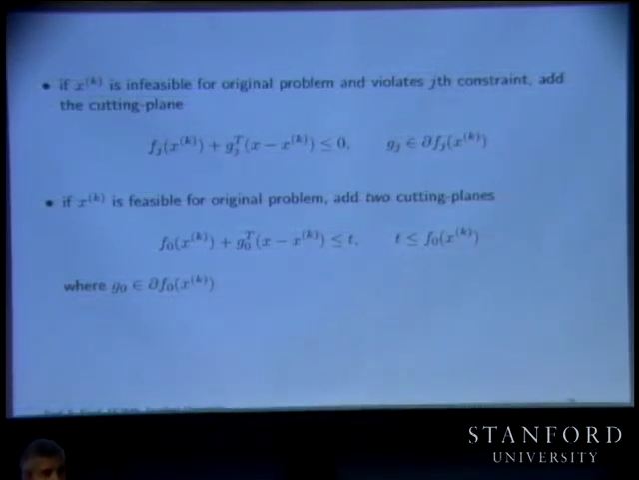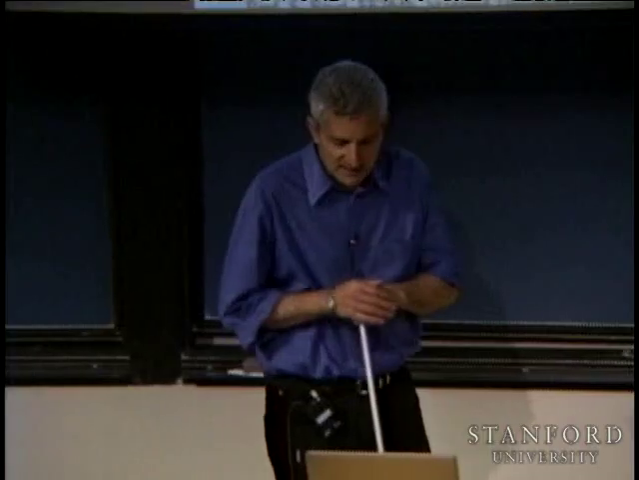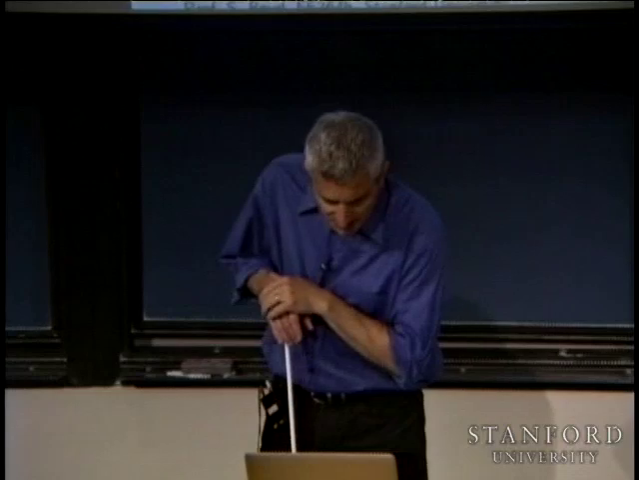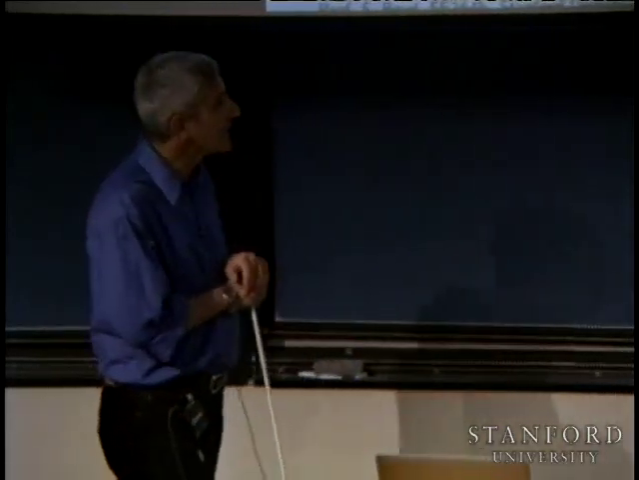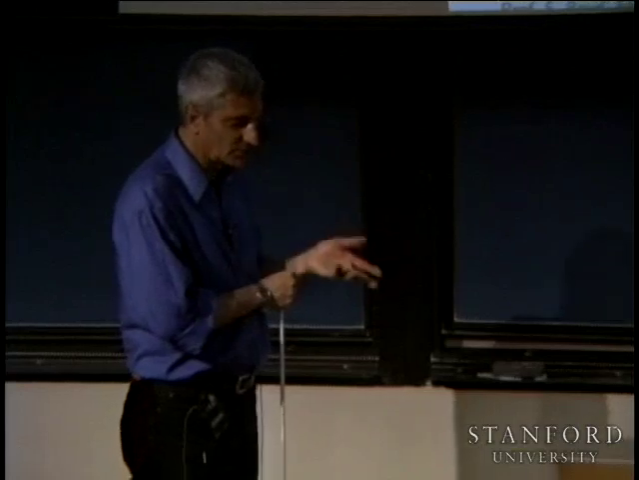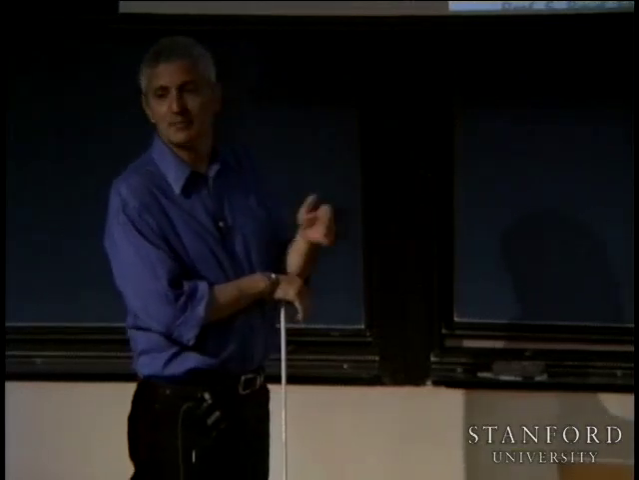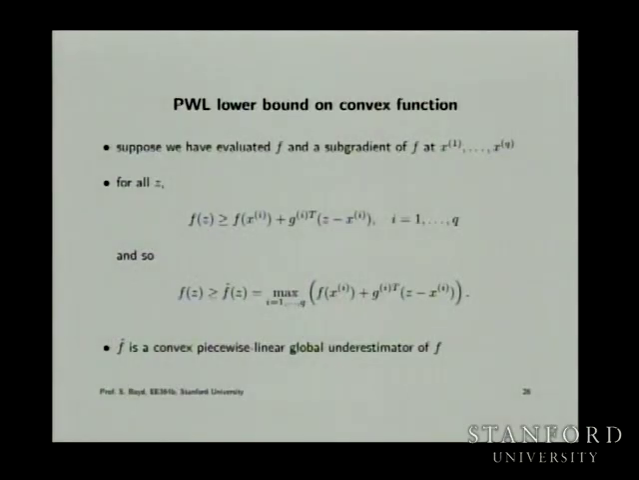So you can add that one as well. So that's one. And this requires getting a subgradient of the objective. You can run a cutting plane method in the epigraph. Okay. Now you can also get a lower bound.